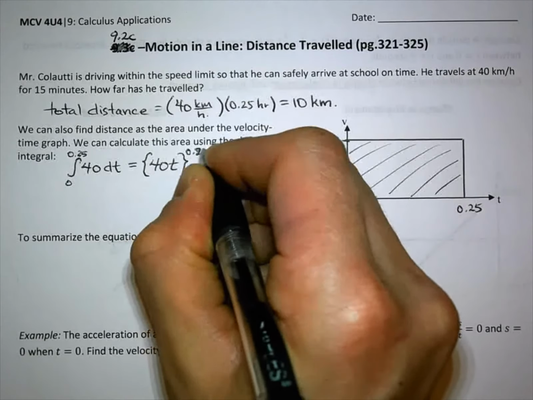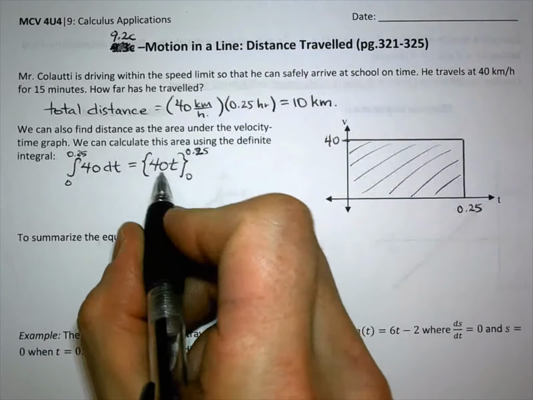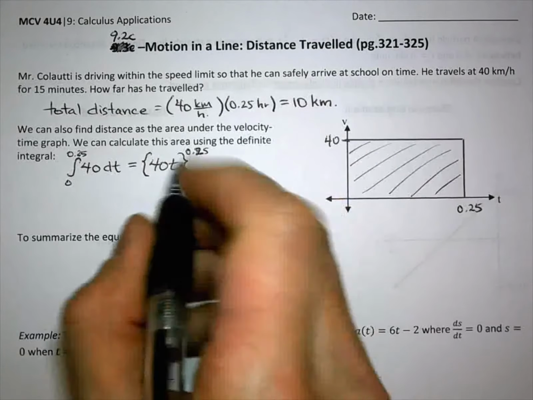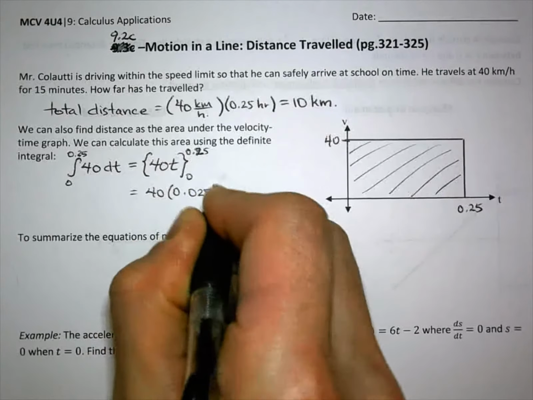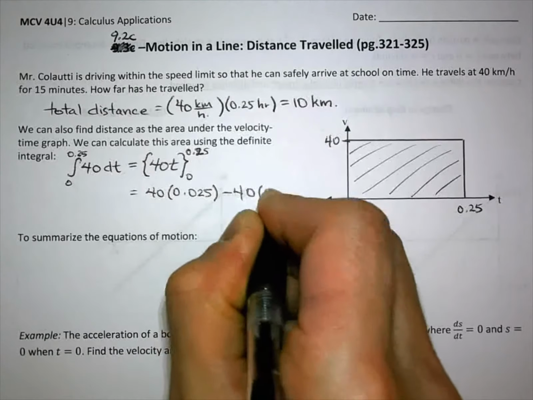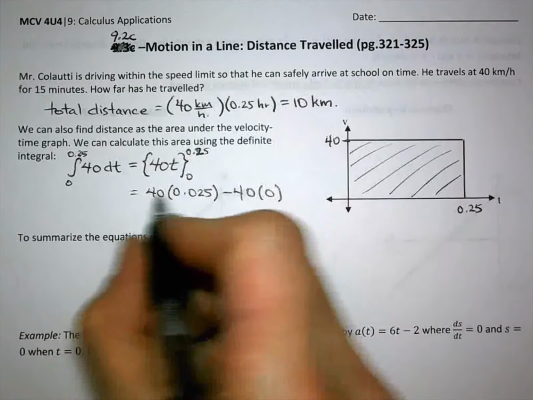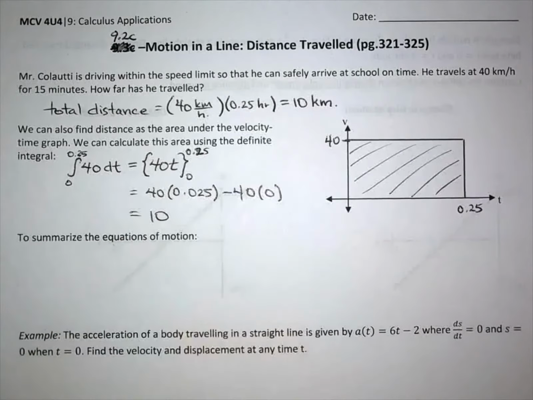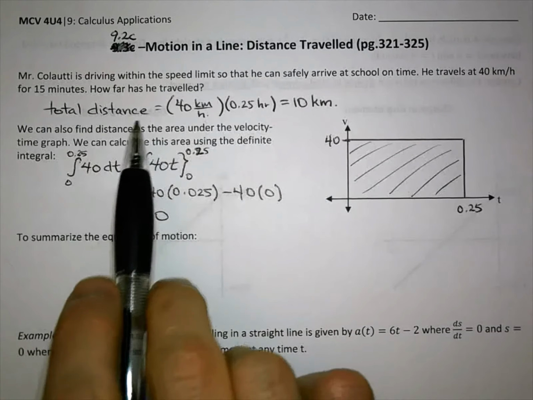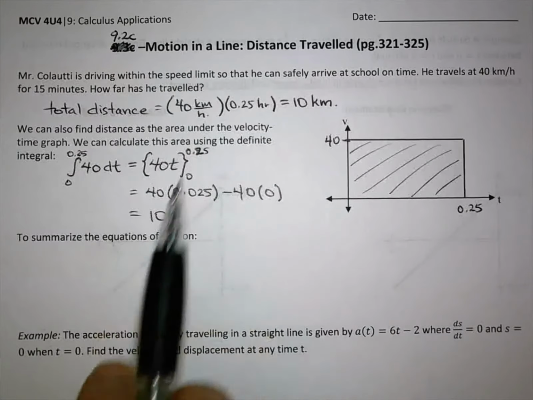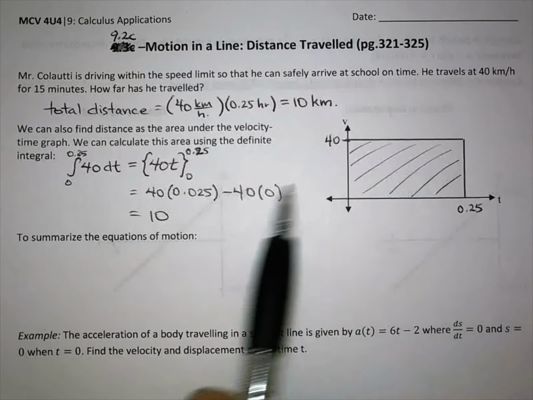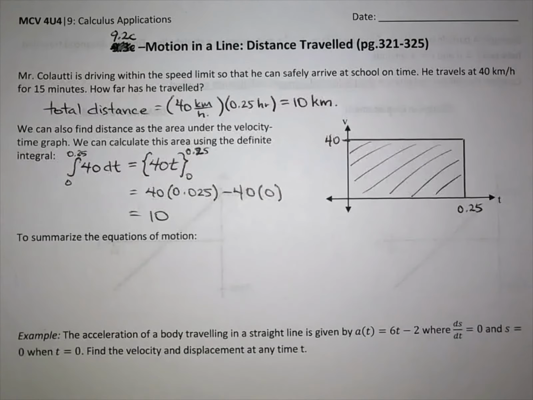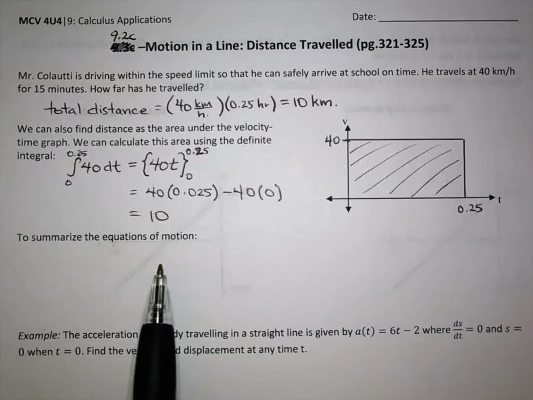you now have to sub in the values. So I write the antiderivative with the values. Now I actually sub them in. 40 times 0.25 minus 40 times 0 gives me 10. So great, this was easy. This is an easy example, but this technique of using integration to find area under a curve is something that we're going to rely on.